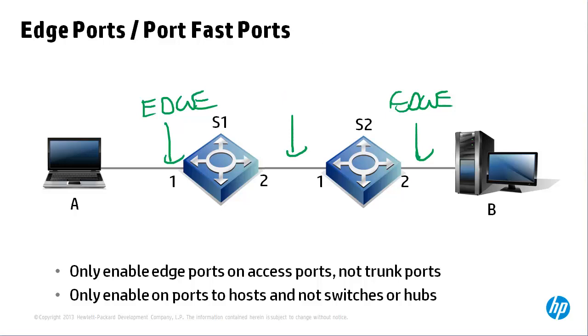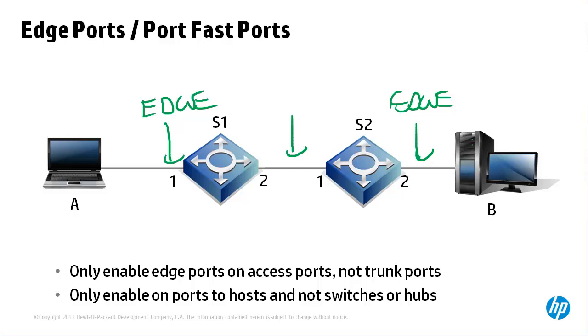An edge port forwards immediately by bypassing the listening and learning states. So it goes directly from blocking to forwarding, bypassing both listening and learning. That allows for much quicker convergence, because rather than waiting for spanning tree to go through the various stages, blocking, listening, learning, forwarding, it immediately starts forwarding. So very quick convergence rather than taking 30 seconds.